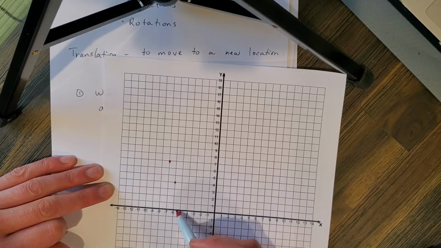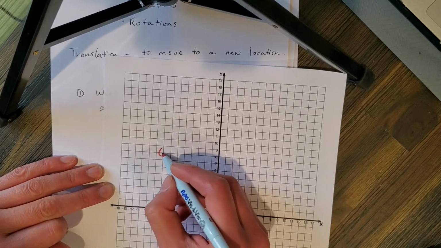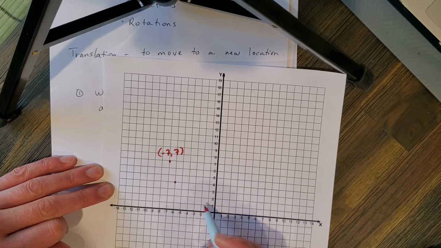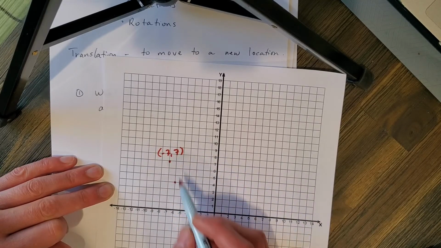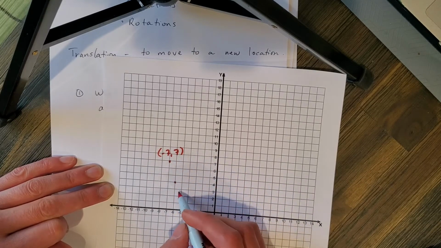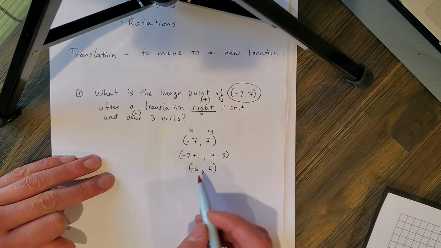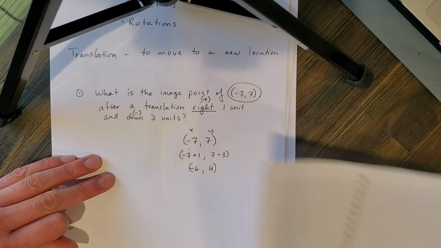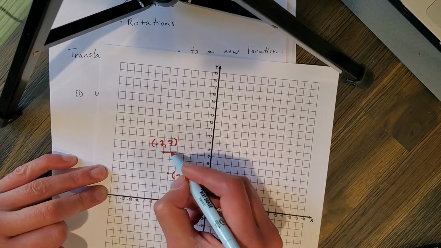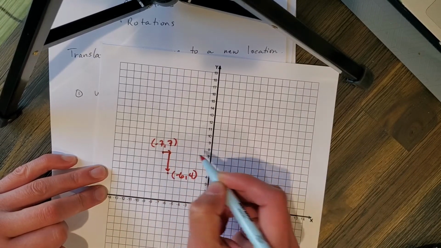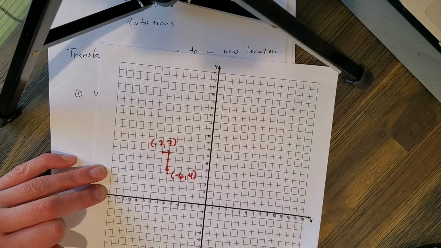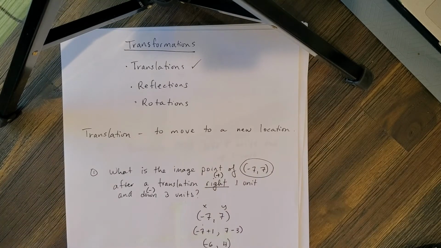And notice this point is negative 6, 4. So this was negative 7, 7. And then I went to the right 1 and down 3. I'm at negative 6, 4. Which is what I have here. See that? So really, I went to the right 1 and then down 3. That's all a translation is. Okay.